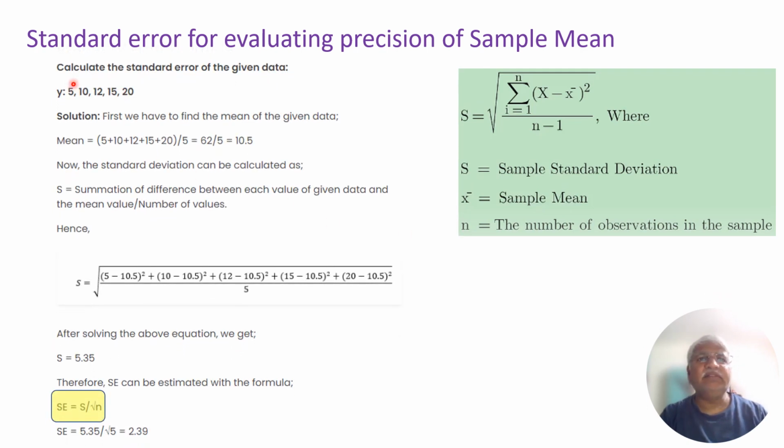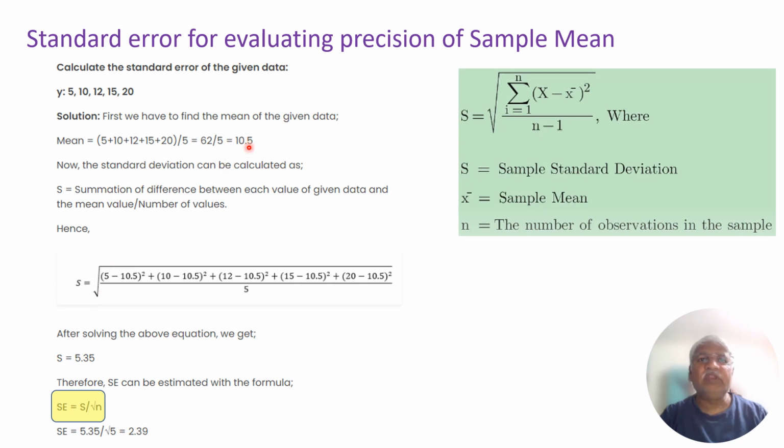So if we take some sample points like this, just to give you some perspective, we can easily calculate the mean, which is the sum of all values divided by the total number of values. Here the total number of values is 5. So now the mean is so and so. Now we will calculate the standard deviation.